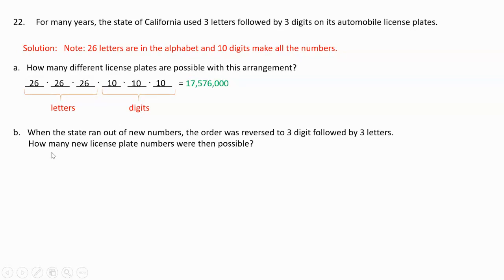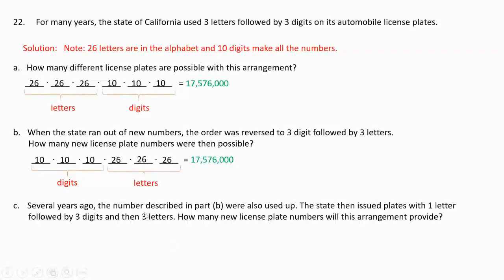Now what happens in this situation? When the state ran out of new numbers, the order was reversed: 3 digits followed by 3 letters. So now this becomes my digits followed by 3 letters. We're going to get the same answer because there's still no restriction. All they did was switch the letters with the digits. And there'll be 26, 26, and 26. So we get the same result.